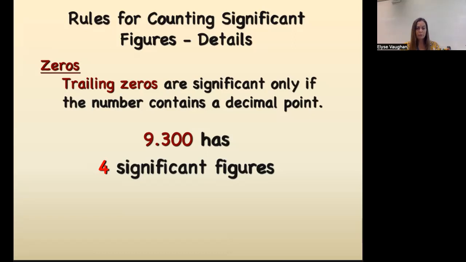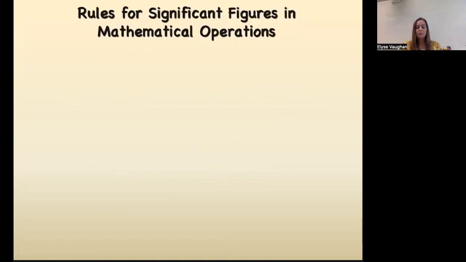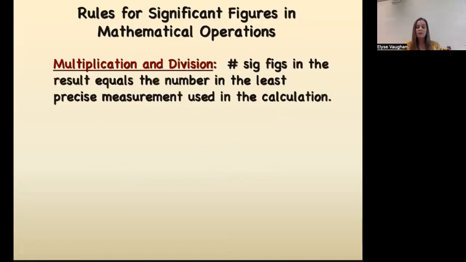So those are the rules for sig figs, whether something is or isn't a significant figure. But then we have to be able to apply those significant figures when we do mathematical calculations. So we'll do the easy rule first, and the easy rule is multiplication and division. In multiplication or division, the number of significant figures in our result always equals the number in the least precise measurement that was used in the calculation.